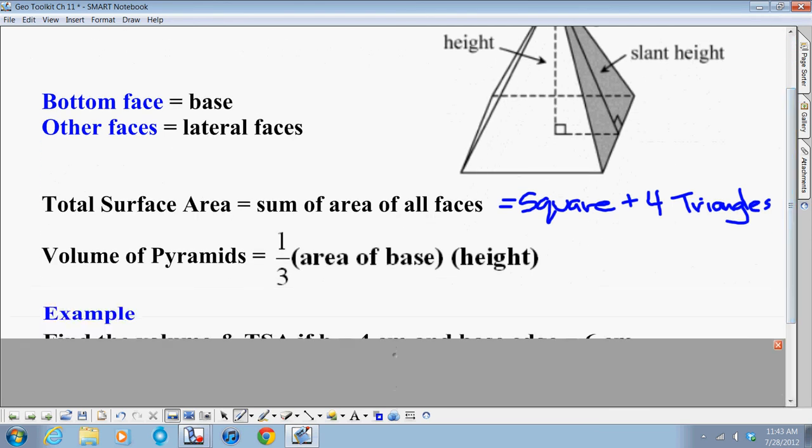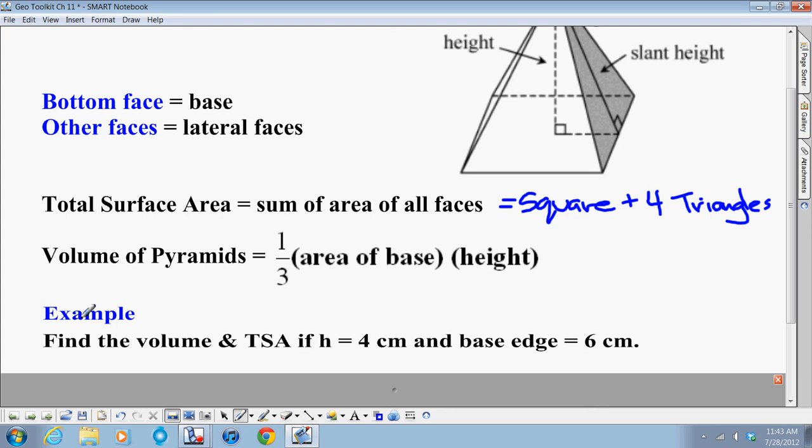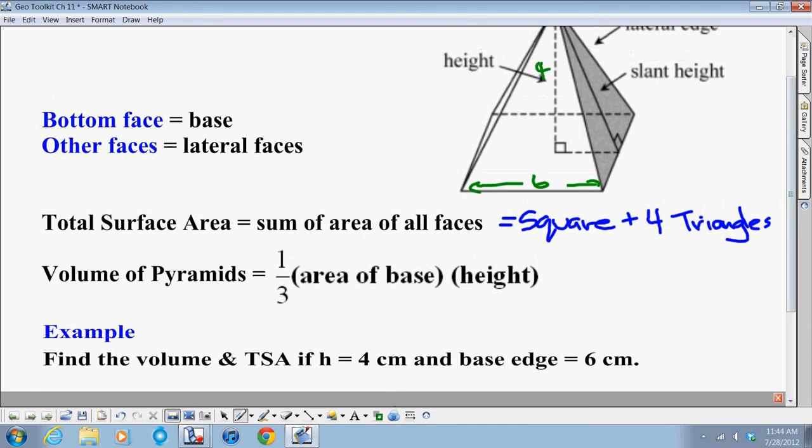And finally, let's do a little example here. The example says, find the volume and the total surface area of the pyramid if your height is 4 centimeters and your base edge is 6. So if I'm looking up here at the picture, my base edge is 6, so that means this side is 6 all the way across from here to here. I also know my height is 4 centimeters, so going up here, this would be 4 from the very tip top of the pyramid down to the middle of the base. Also, I would know this distance here would be half of 6, so that would be 3.